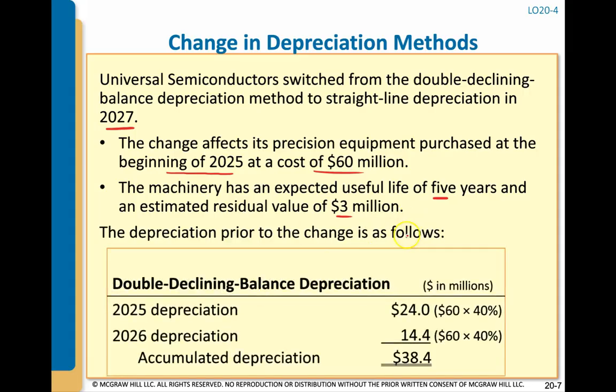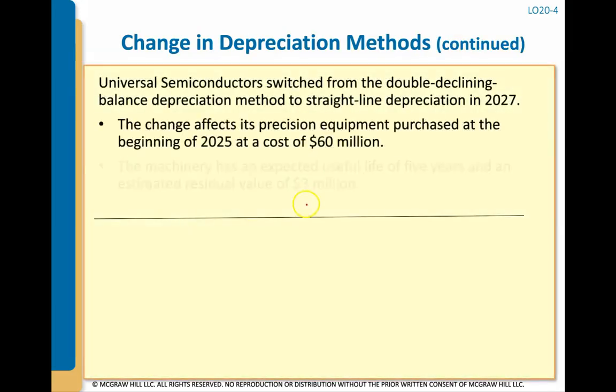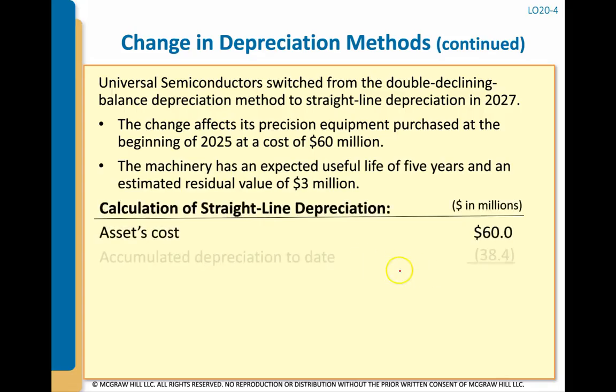So prior to the change, using just the double declining depreciation method, the problem tells us that our 2025 depreciation was $24 million, and 2026 depreciation was $14.4 million. So our accumulated depreciation as of 12/31/2026 is $38.4 million. And then at the beginning of 2027, they switched to straight line. So let's see how this is done.